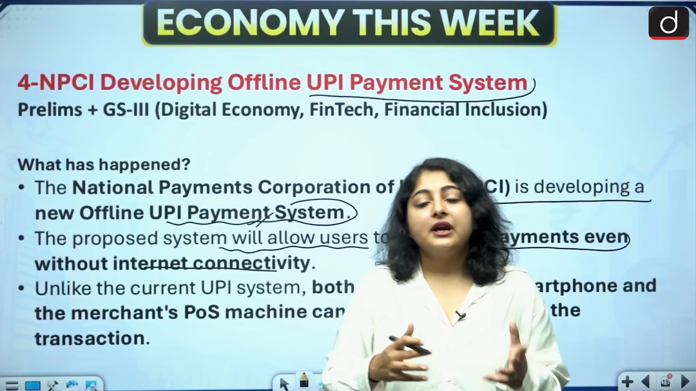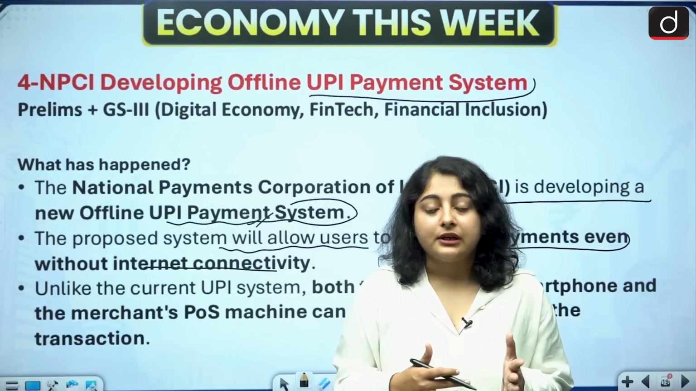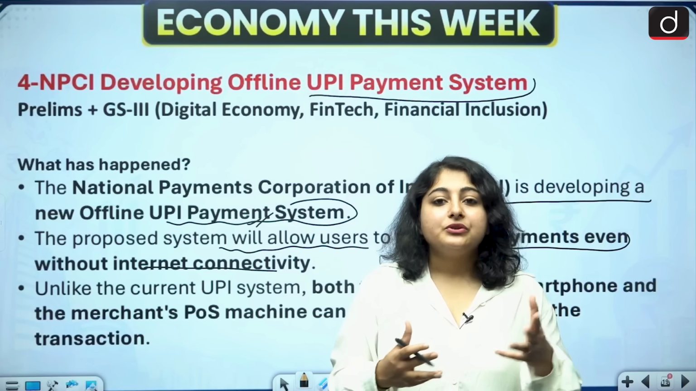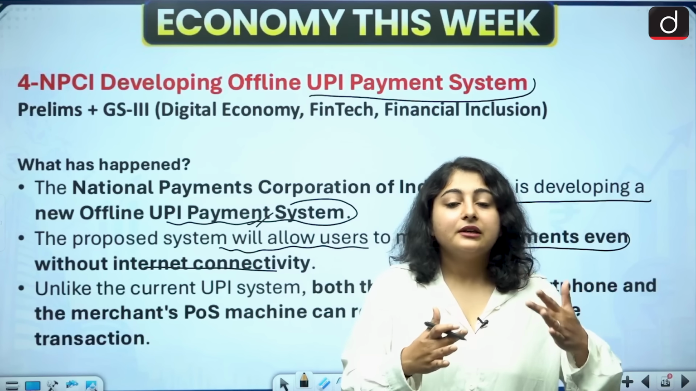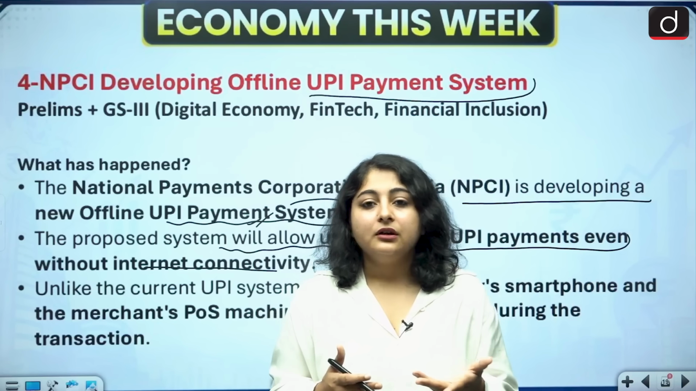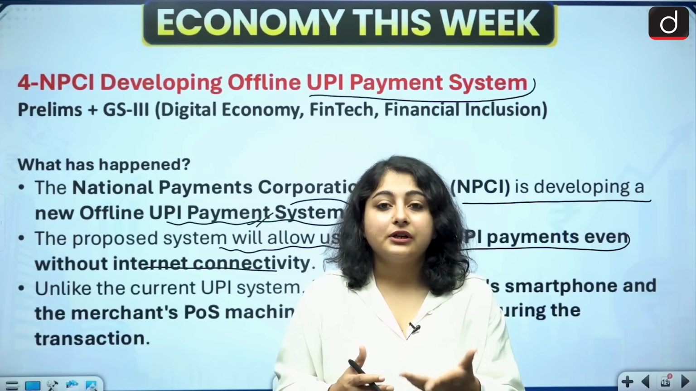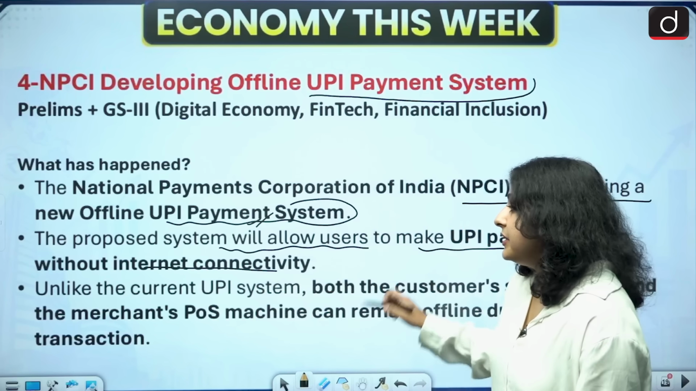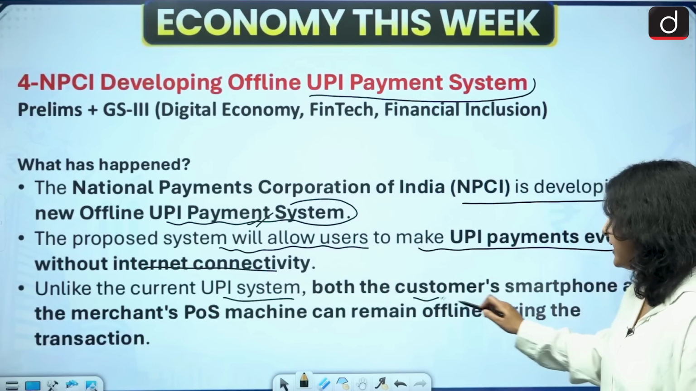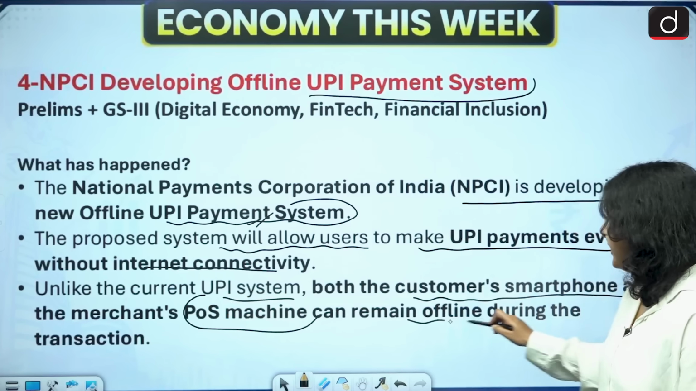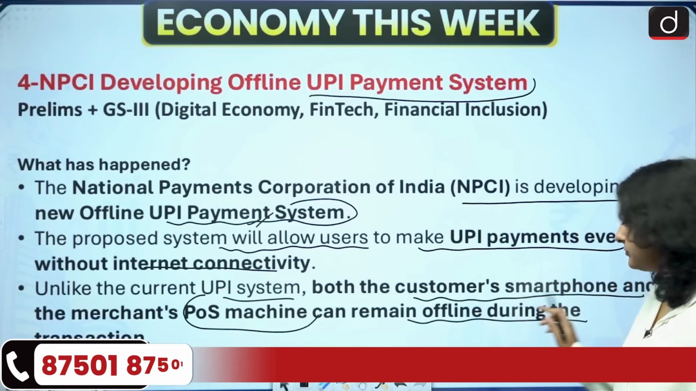Because often at times we are in a situation where there is no internet. Now in that situation, how do we make transactions? The government knows that in some cases we have been dependent. When it comes to digital transactions, Indian users have a lot of share in that. So under the proposed UPI system, both the customer's smartphone and the merchant's POS machine can remain offline during the transaction.